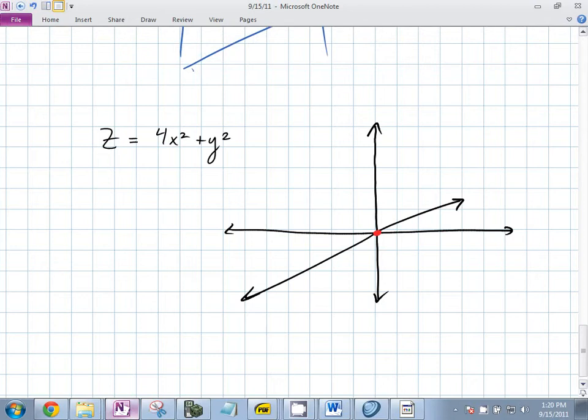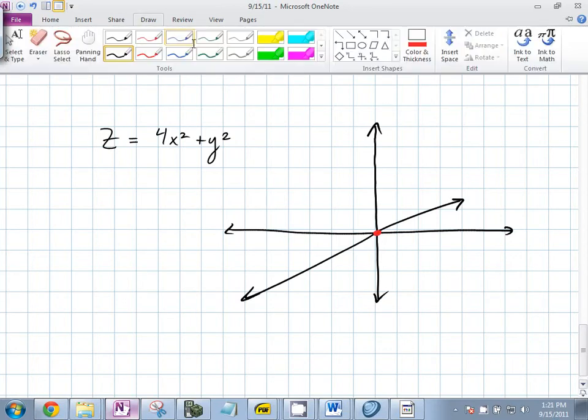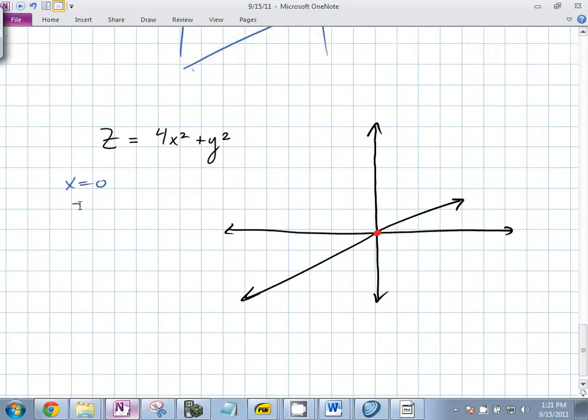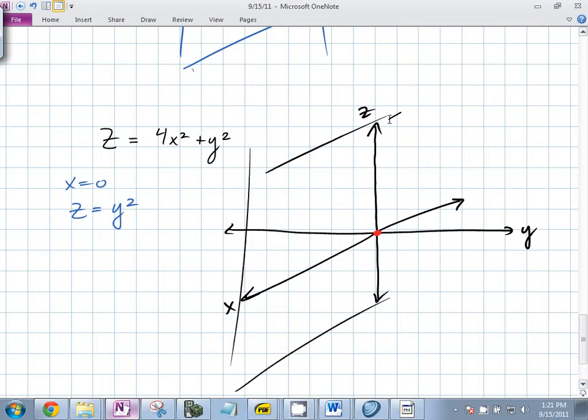Yes, that's correct. Okay, what happens if x is 0? If x is 0, then you have z equals y squared. So what's that going to look like? When x is 0, where is x 0? Yeah, so here's x, here's z, and here's y, right? So x is 0 on this plane right here, right? Everybody see that? So when x is 0, we have z equals y squared.